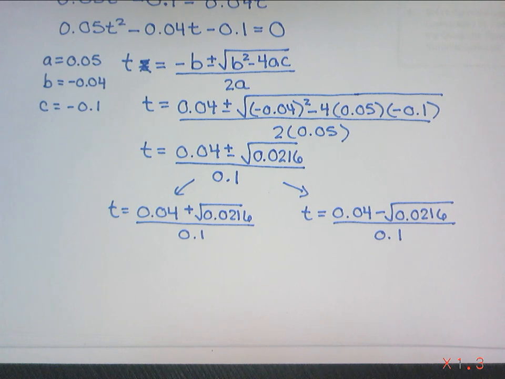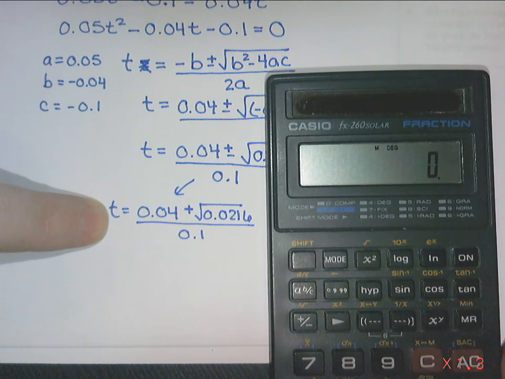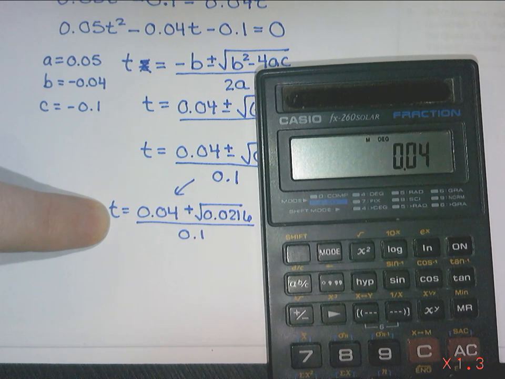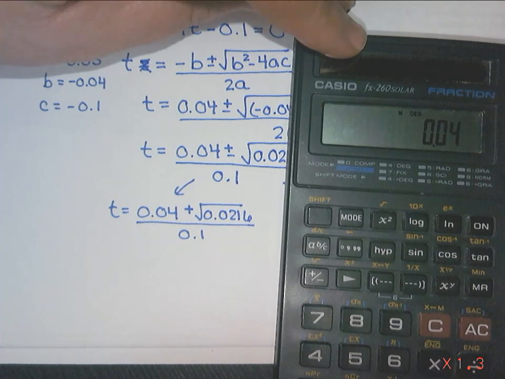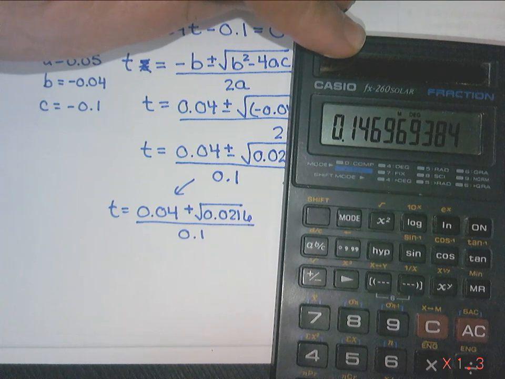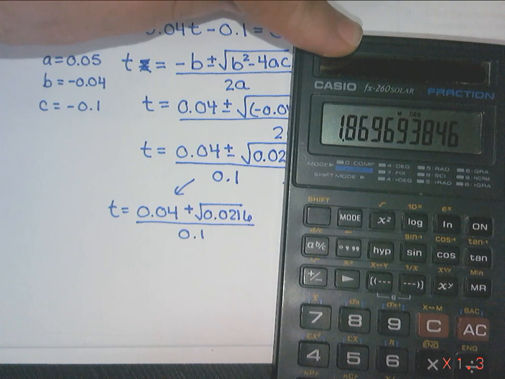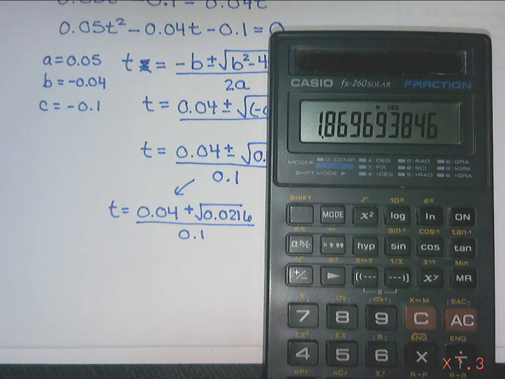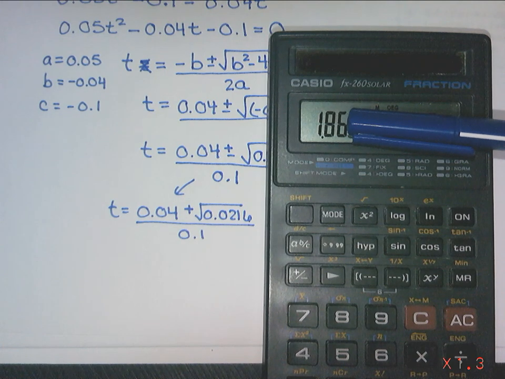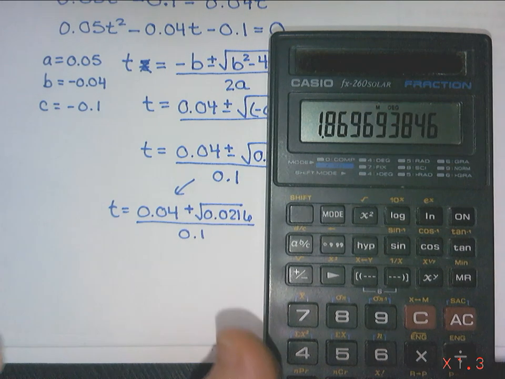Okay, we are going to try calculating that. All right, so on this one, I'm going to do 0.04 plus, and then the square root of 0.0216. I need to square root that. You make sure you hit equals before you do your division, please. And I get 1.86, but the next digit is a 9, so that's going to round to approximately 1.87.